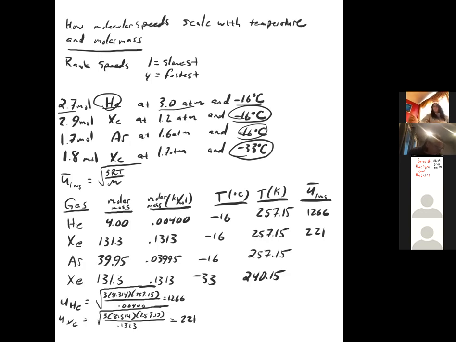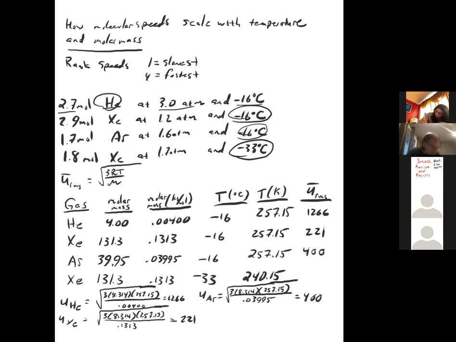The third one is the argon. So square root of 3 times 8.314 times 257.15, and then we're going to divide that by argon, which is 0.03995. Take the square root, you get 400.